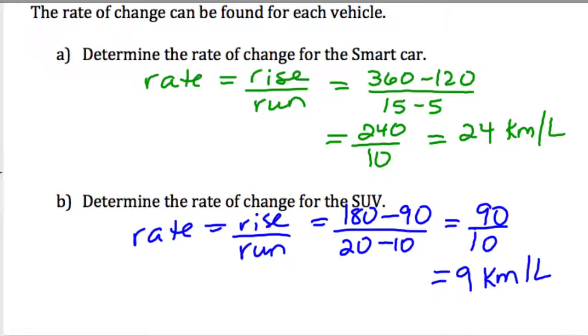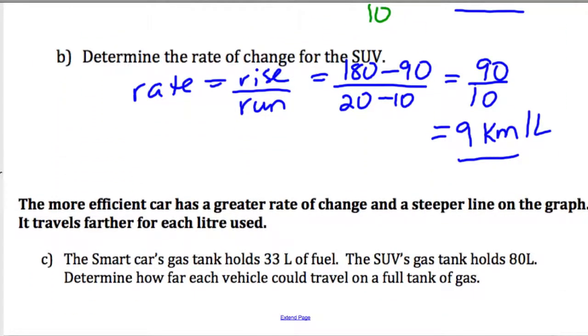So obviously you can go a lot further in the smart car than you can in the SUV on 1 liter of gas. The more efficient car has a greater rate of change and a steeper line on the graph. It travels farther for each liter used. So the steepness of the lines has to do with the rate.